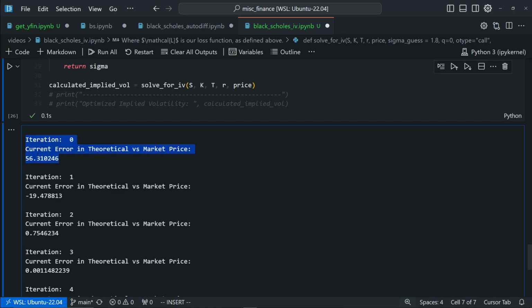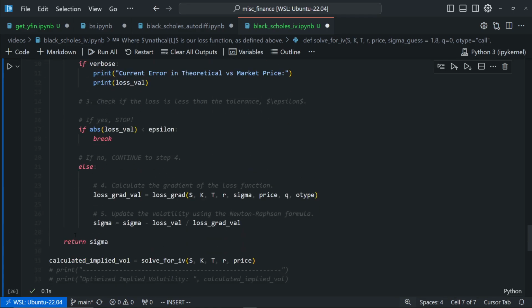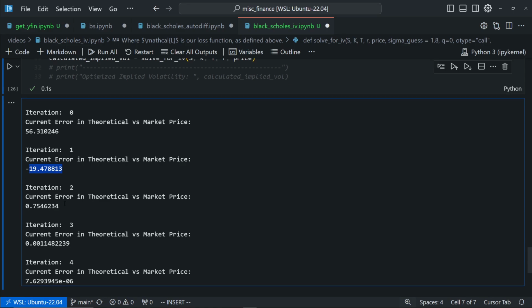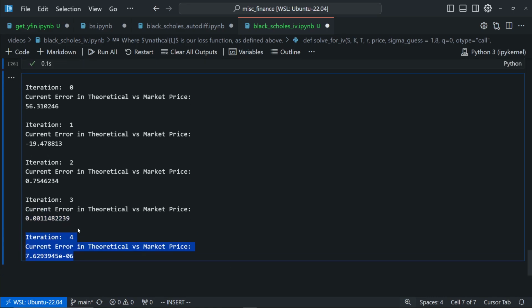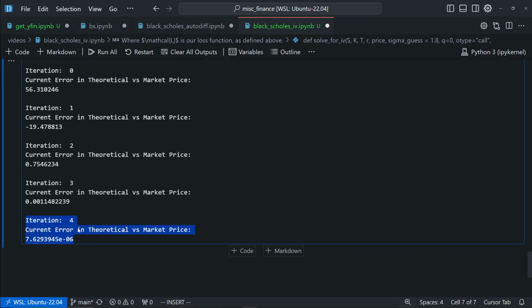So we're $56 away on the first iteration. We go through, we update the guess for sigma, and then on the next one, we're off by about $20. And then on the next iteration, we're off by 75 cents. And then we're off by a fraction of a penny. And by the fourth iteration, we have converged to pretty much exactly the value for sigma, okay? In the sense that the sigma we input gives us the exact same theoretical price as the market price.